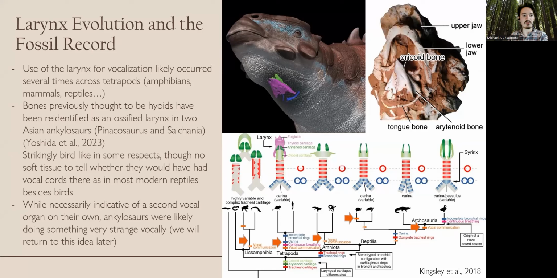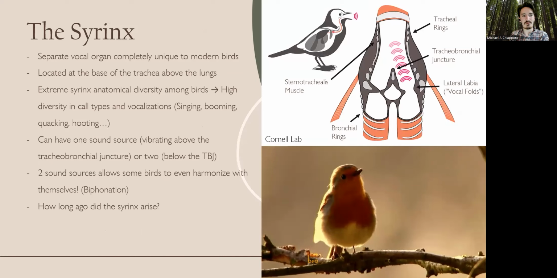And they are bizarre. They're strikingly bird-like in some respects, such as a fold down the middle, sort of a hinge that things other than birds don't really have. Now, there's no soft tissue present to tell whether they would have had vocal cords there, as modern reptiles would vocalize with outside birds. While this is not necessarily indicative of a second vocal organ on their own, ankylosaurs were clearly doing something very strange vocally. For now, let's move on to the syrinx.